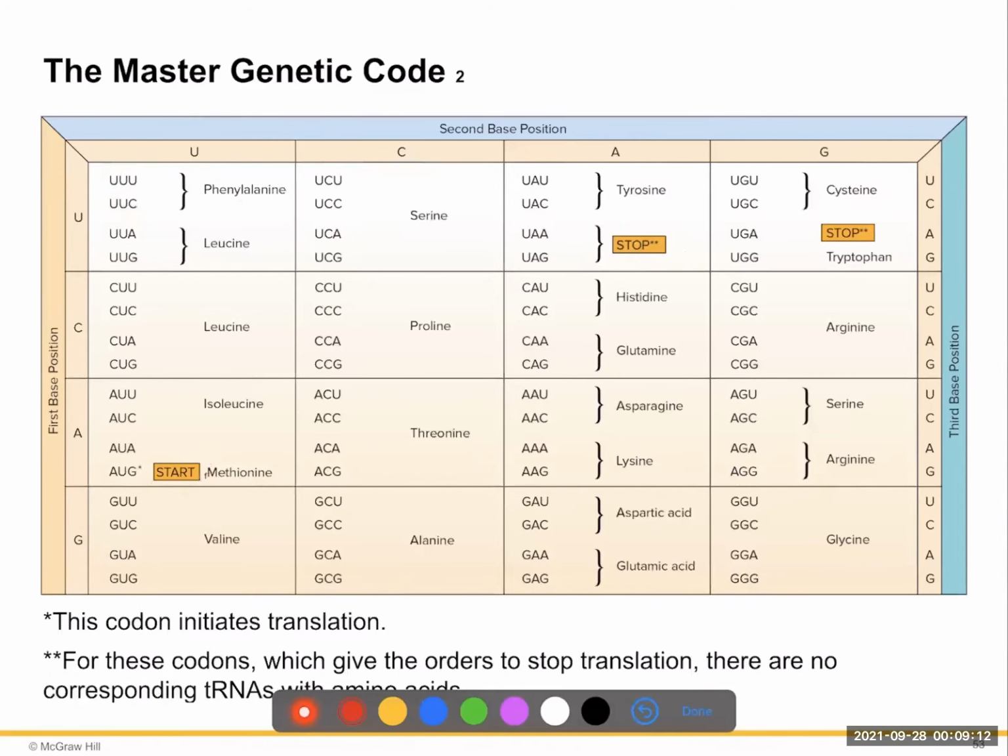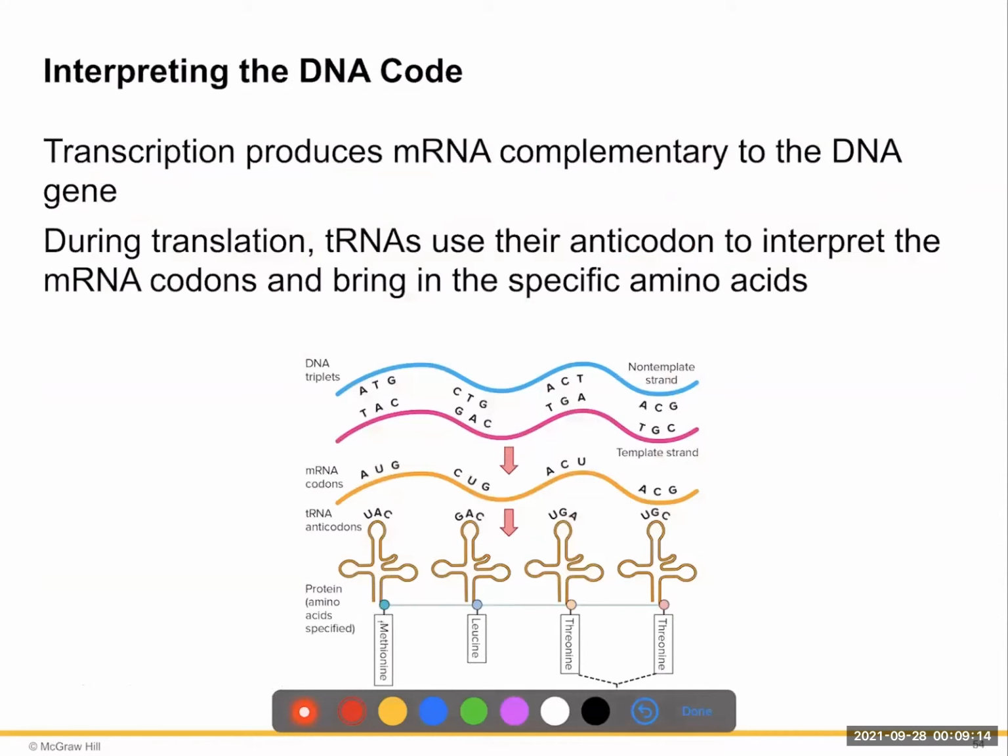That's basically how it works. So transcription produces messenger RNA that's complementary to the DNA strand. So during translation, transfer RNA uses its anticodon to interpret the messenger RNA codons and bring in the specific amino acid.